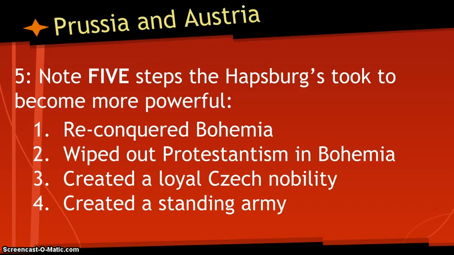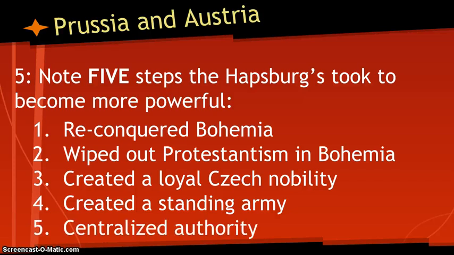Also, they created a standing army. Now, as we've mentioned before, a standing army is an army that's available and around and ready to go even in peacetime. And so that makes some of these royal families much stronger because they have soldiers at their disposal whenever they need them. Finally, the Habsburgs centralized their authority, and that means that they made their position, the emperor or the king, much more powerful. They took power away from the nobles so that they could rule more directly and have more power over the entire country that they ruled over.